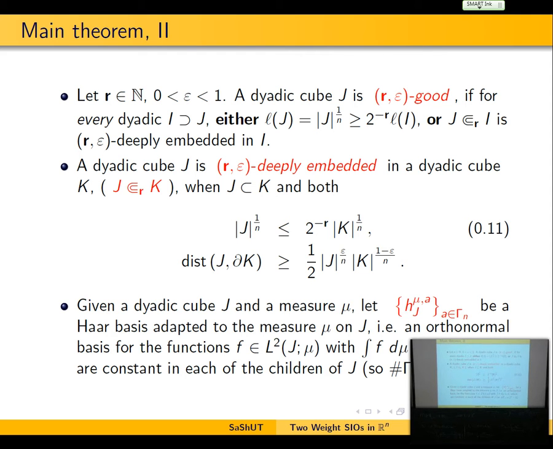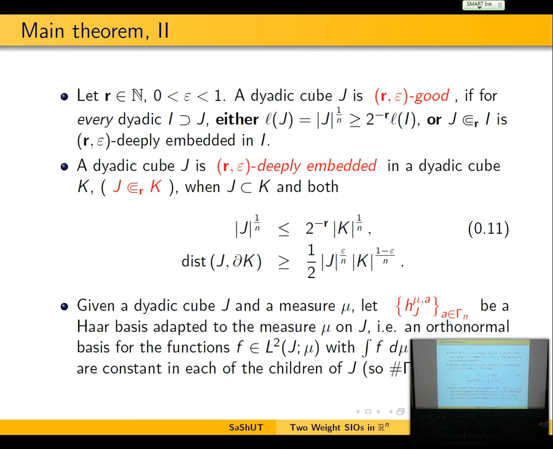Then also, given a dyadic cube and a measure mu, you look at the space of L2 functions with respect to this measure which have integral 0. This has dimension 2 to the n minus 1, and you have a certain Haar basis adapted to it, which in one dimension has a very nice formula, easy to write, and has nice properties. In several dimensions, it's better not to write the formula.